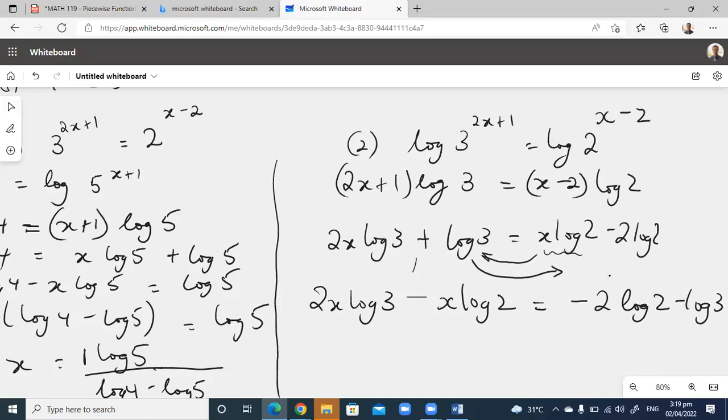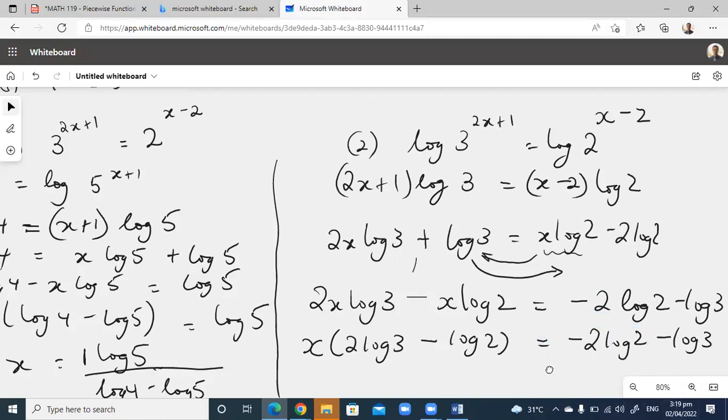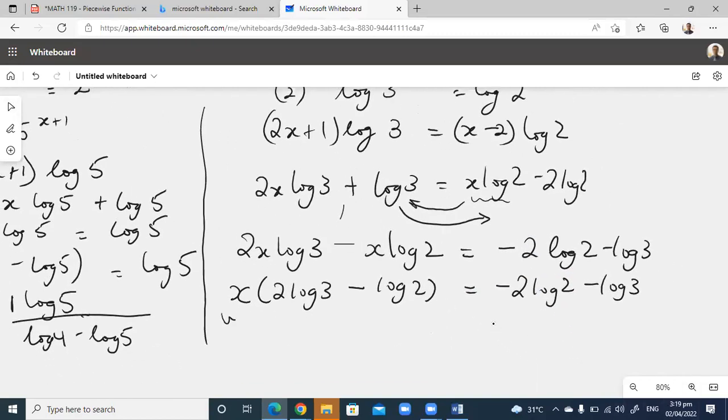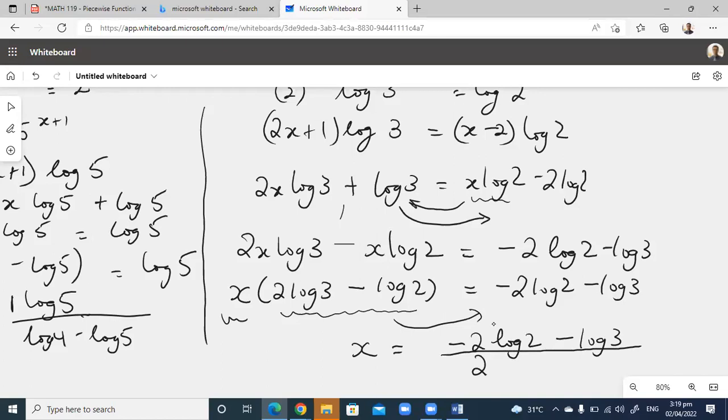And now I factor out the x, so I'll get x into 2 log 3 minus log 2 is equal to minus 2 log 2 minus log 3. And the last step is this. I have x multiplied by all of this here. So if I'm multiplying and I carry this across, instead of multiply, I'll have to divide now. So I have minus 2 log 2 minus log 3 all over 2 log 3 minus log 2.